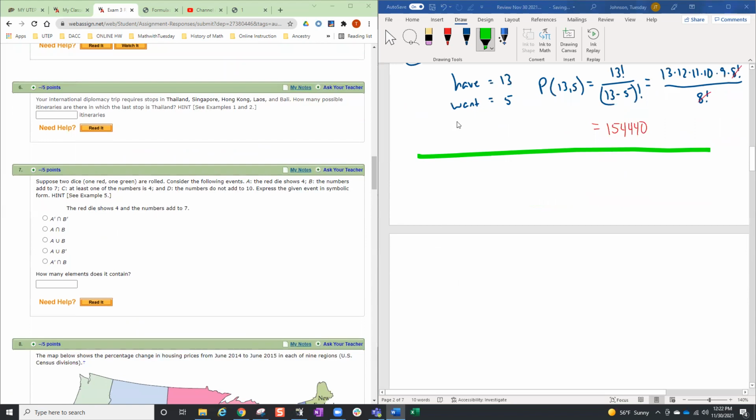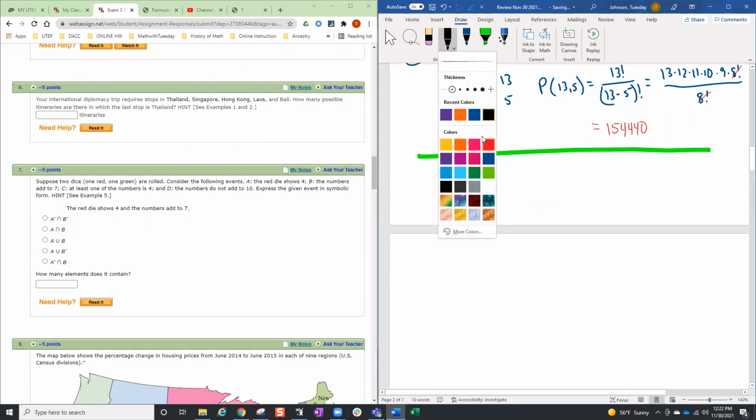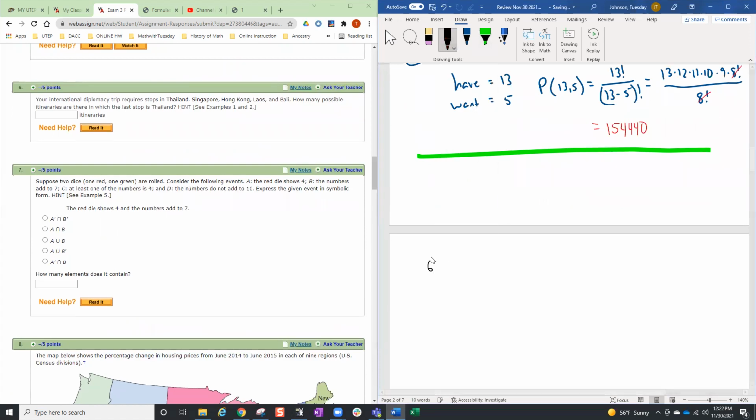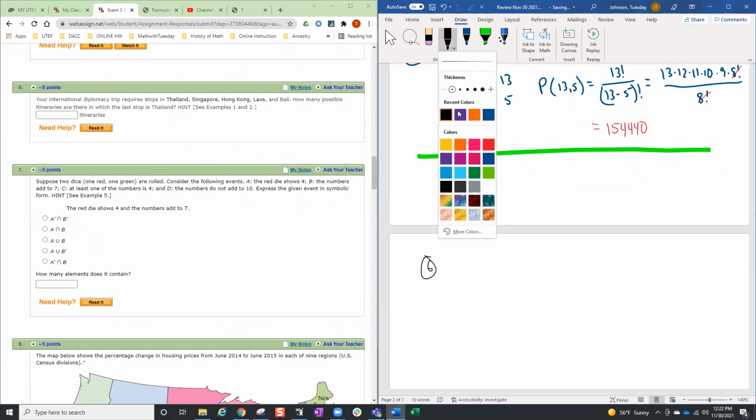So I'll just start writing some notes instead of doing the full problem. Your international diplomacy trip requires stops in Thailand, Singapore, Hong Kong, Laos, and Bali. How many possible itineraries in which the last stop is Thailand?